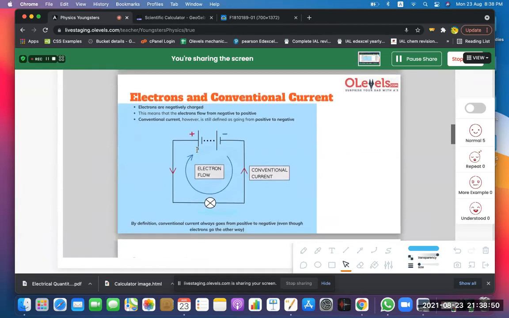Electrons and conventional current. So you know electrons are negatively charged. Yes, very good. Conventional current is the flow from positive to negative, while electrons flow from negative to positive. Because electrons are negatively charged, and same charges repel, electrons repel from the negative terminal, and so they move on to the positive one.